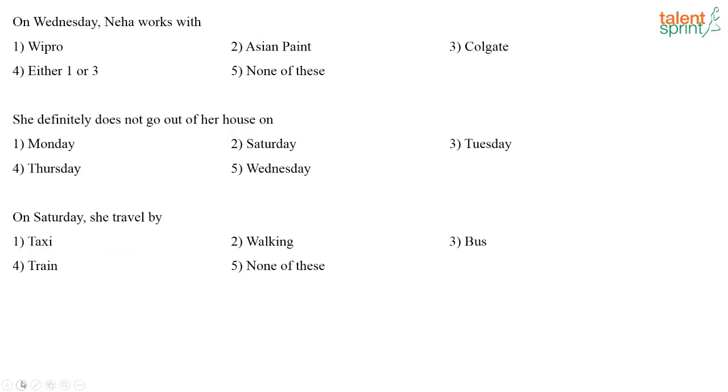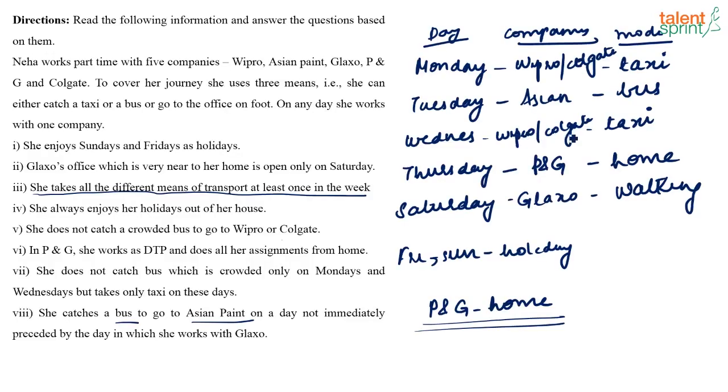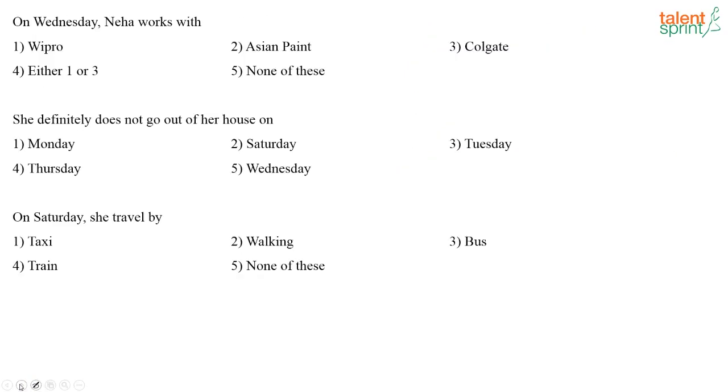What is the first question? On Wednesday, Neha works with dash. So Wednesday, Neha works with either Wipro or Colgate. So among the options, what will you choose as the answer? Either 1 or 3, either Wipro or Colgate.